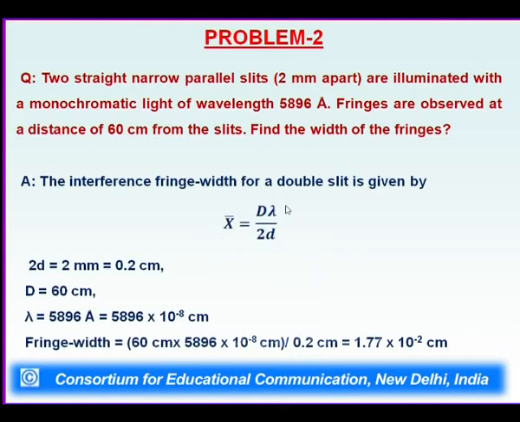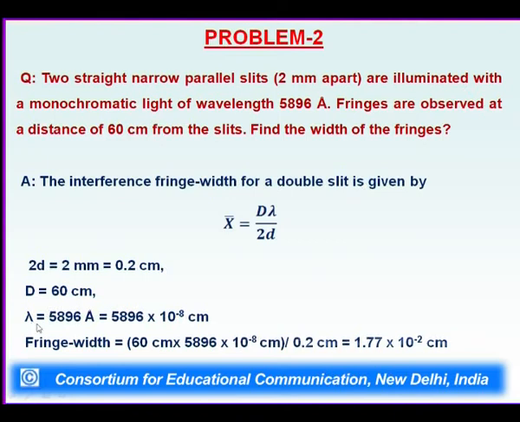This is the formula to get the width of the fringes. The interference fringe width for the double slit is given by x is equal to D lambda by 2d. What is the value of 2d? The two straight narrow slits are 2d is equal to 2 mm. We can convert it into centimeter, which is equal to 0.2 centimeter. And what is this D? D is the distance of the fringes observed from the slits, and D is equal to 60 centimeter. The distance between the light source and the screen is 60 centimeter.